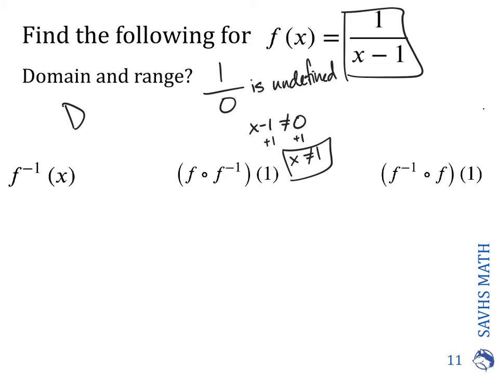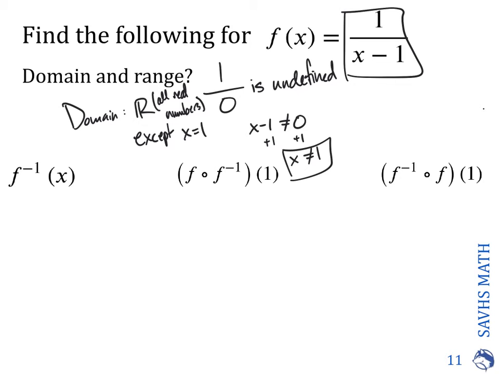So the domain is all real numbers except x equals 1. So it could be everything you can put in. You could put in negative 17,000, or you could put in negative 47, or you could put in 84. You could put in anything except for x equals 1. If you put in x equals 1, then you get an error.